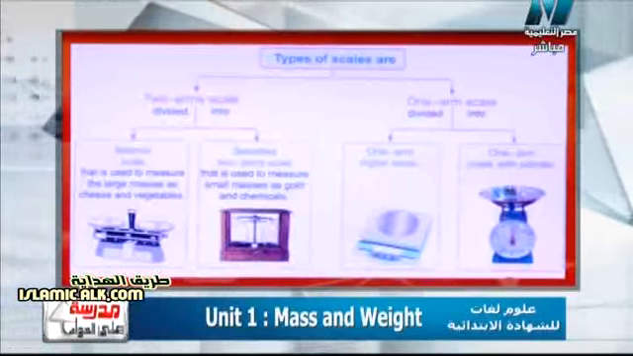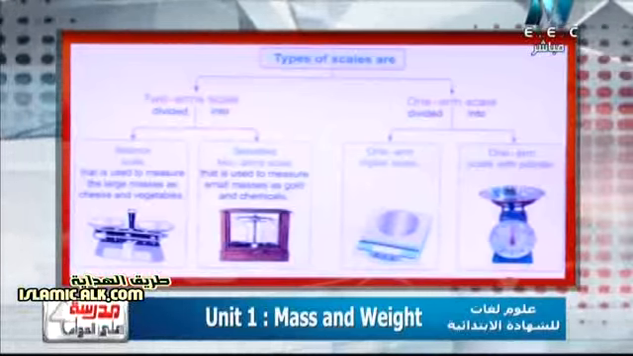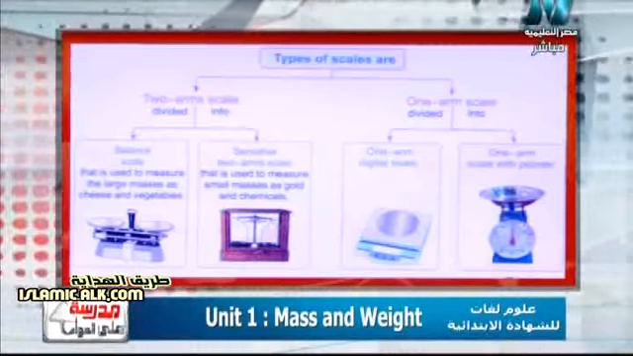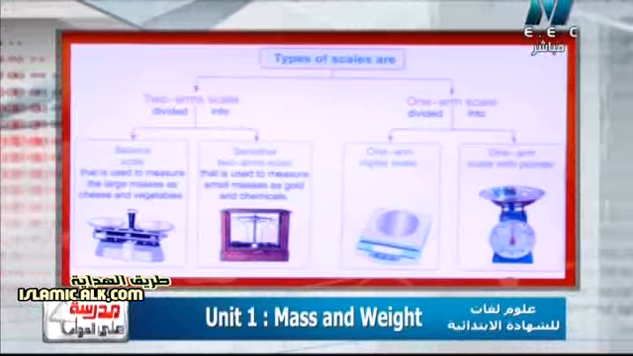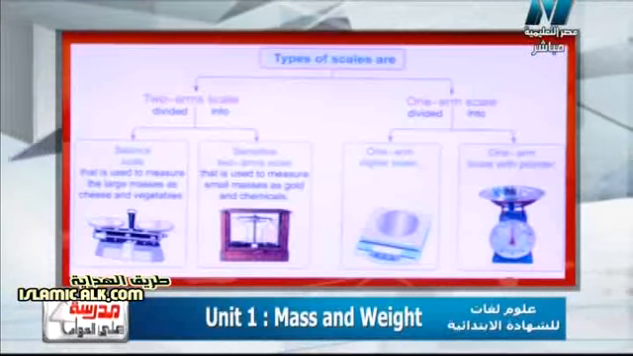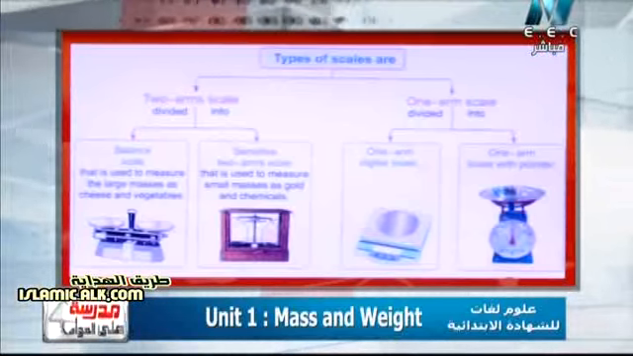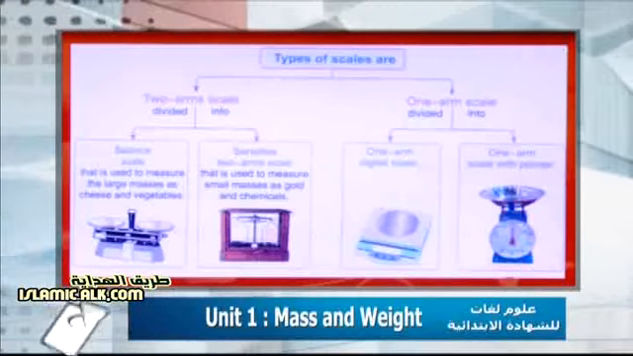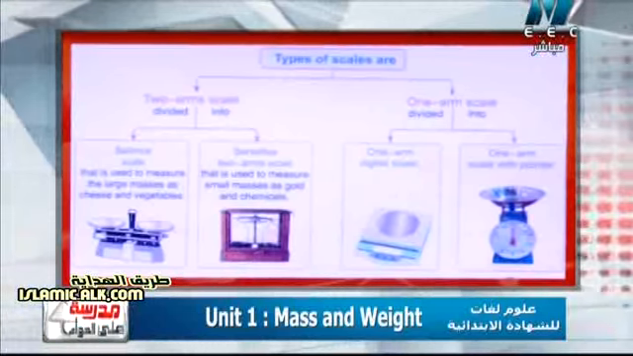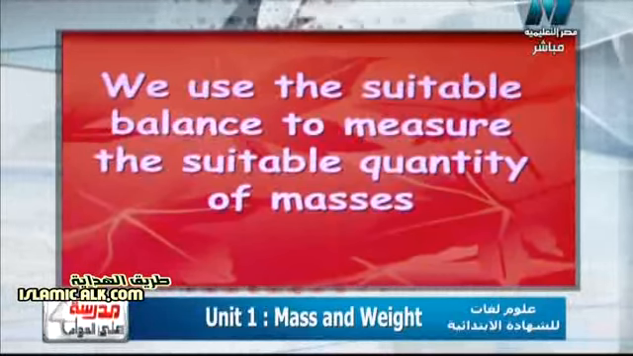I have two types or two main type of scale which are one arm scale and the two arm scale. في نوعين رئيسيين. One arm scale ميزان ذو كفة واحدة. Two arm scale ميزان ذو كفتين. Two arm scale قسمناهم لنوعين أو two examples. Balance scale that used to measure the large masses as cheese, fruits, and vegetables. The two arm scale which is used to measure small masses such as gold and chemicals. So what about the one arm scale? One arm scale خدنا منه two types or two examples. Number one, one arm digital scale. Number two, one arm scale with a pointer. So نقطة هنا ملاحظة مهمة جدا. We use the suitable balance to measure the suitable quantity of masses.